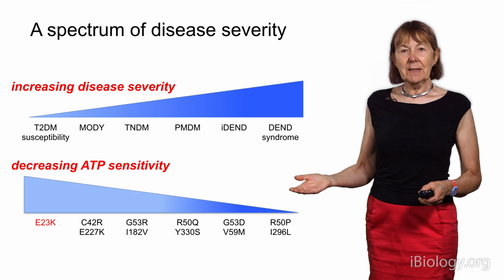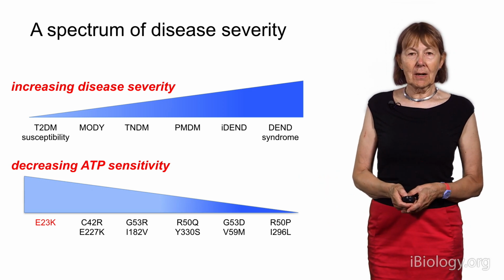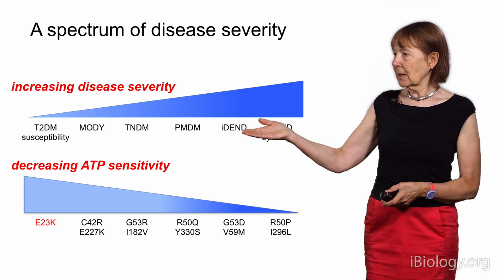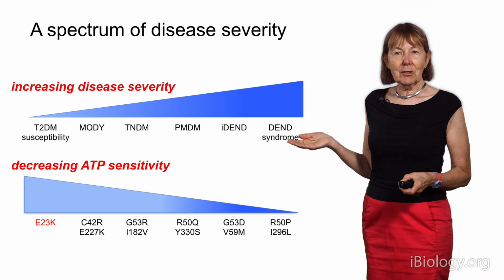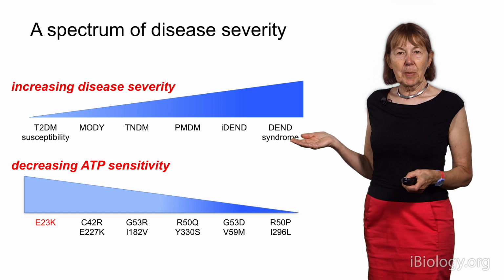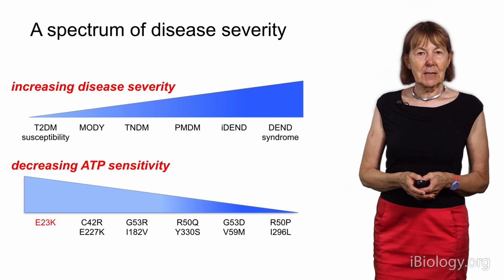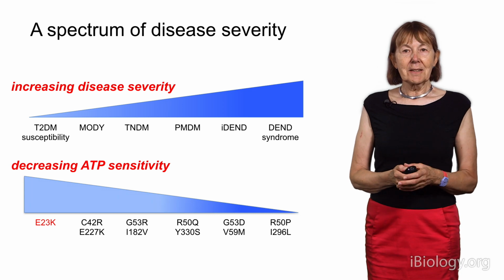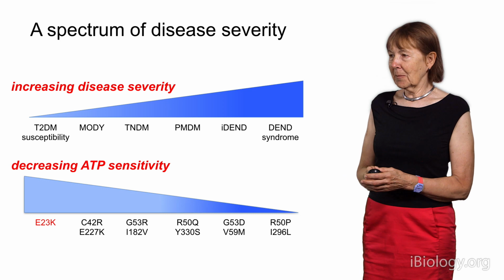And at one end, where the most severe mutations with the greatest reduction in ATP inhibition can be seen, the phenotype is full Den syndrome, so that's shown here. This is neurological complications and epilepsy associated with diabetes. IDEND, the next one in, this is neonatal diabetes together with muscle weakness, permanent neonatal diabetes, transient neonatal diabetes, maturity onset diabetes of the young.